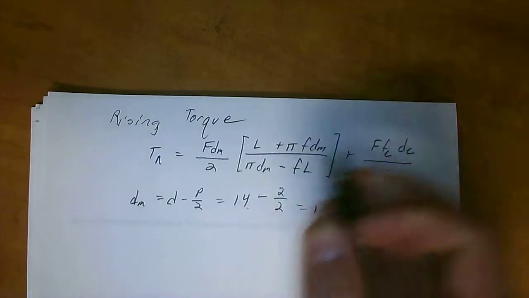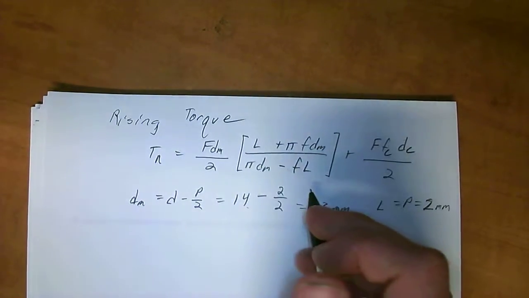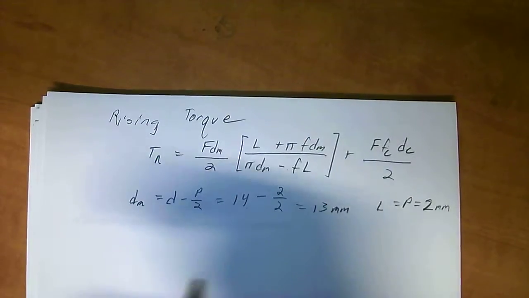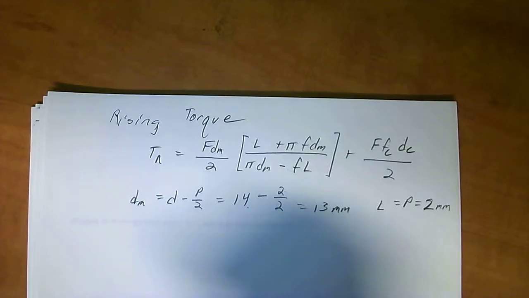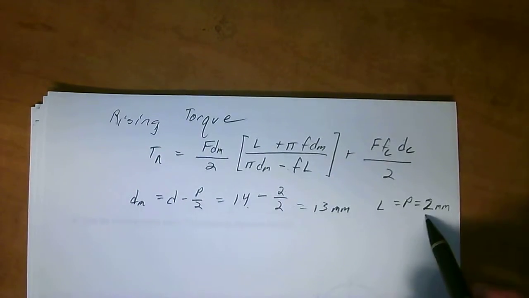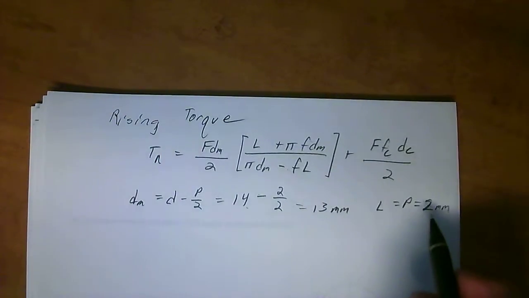Sorry, I apologize. I misdefined this L. It's not the length of the bolt. It's the lead, which is slightly different. It's basically how many threads you have for a certain distance. So we have the length of one thread per millimeter, basically, is what this is.